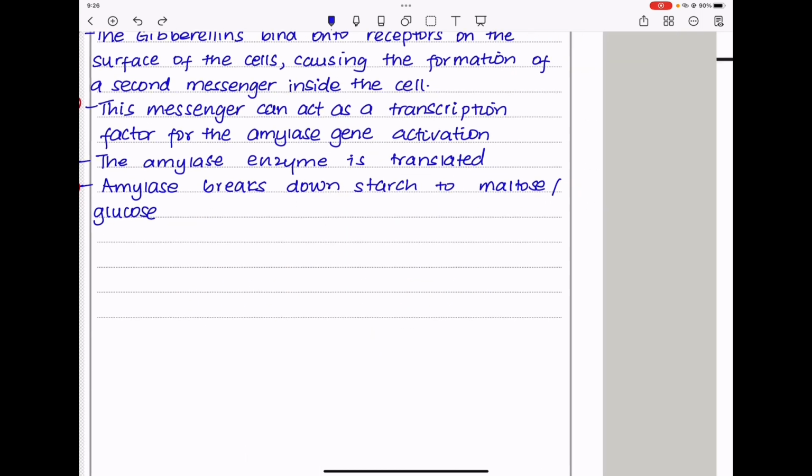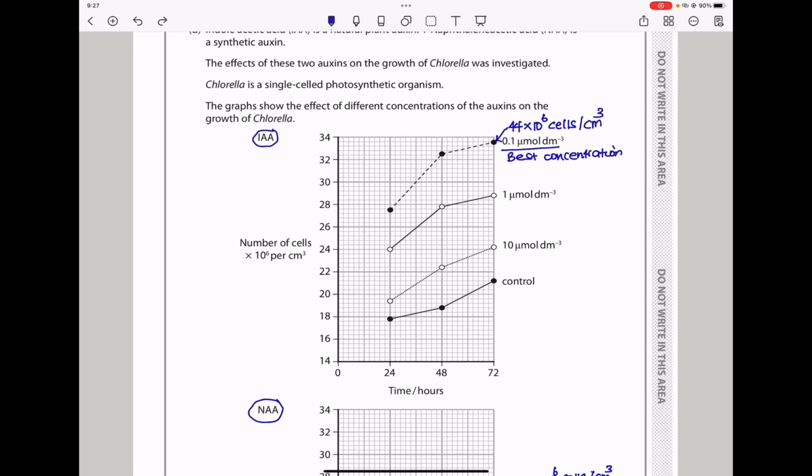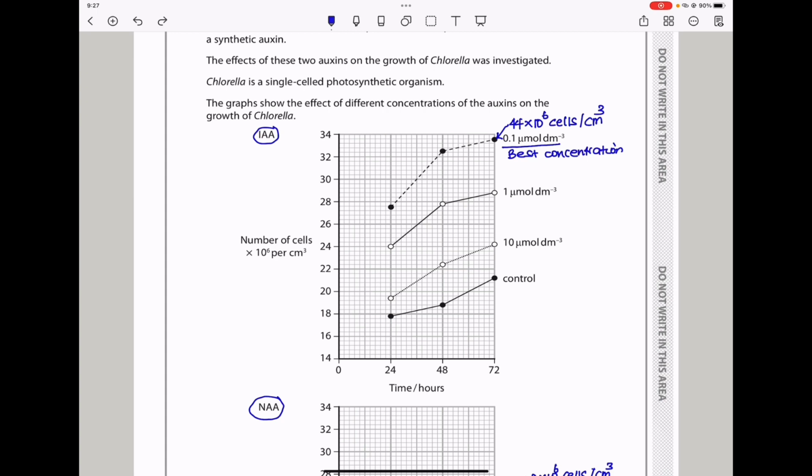Moving on. In part D, indole acetic acid, IAA, is a natural plant auxin, then NAA is a synthetic auxin. The effects of these two auxins on growth of chlorella was investigated. Chlorella is a single-celled photosynthetic organism. The graphs show the effect of different concentrations of the auxins on the growth of chlorella. These are two different auxins. One is IAA and the other is NAA.